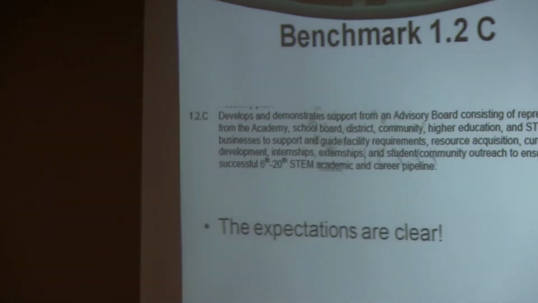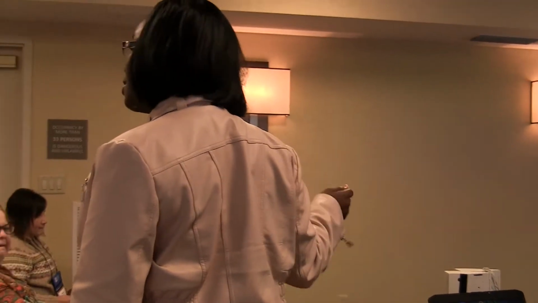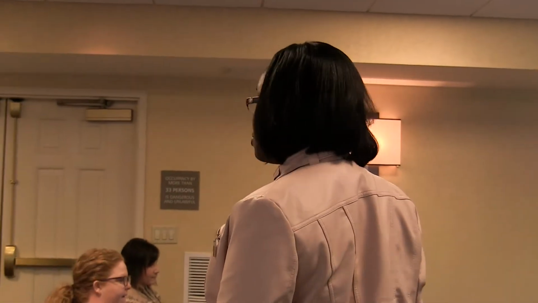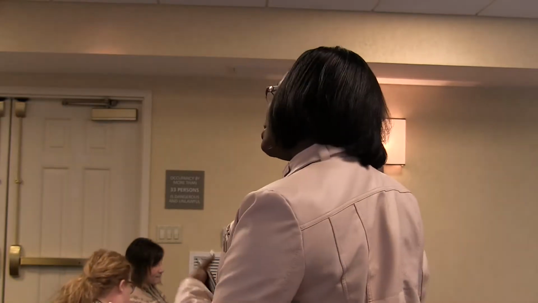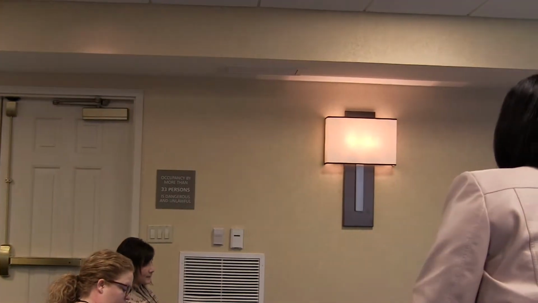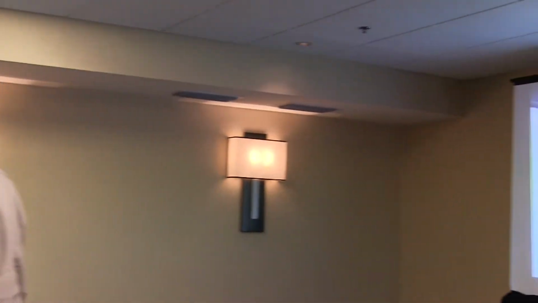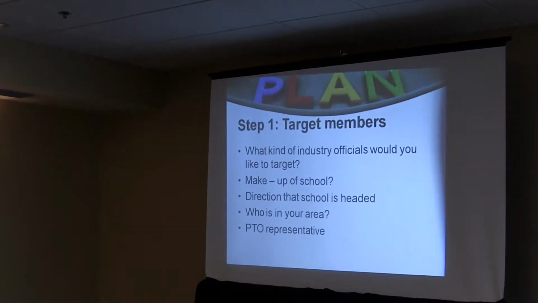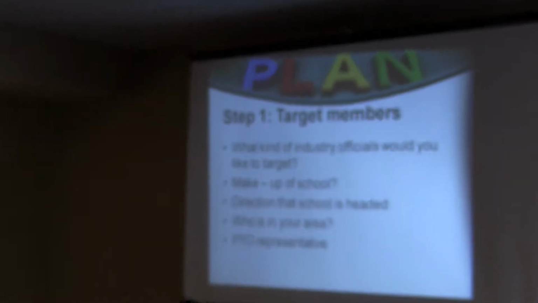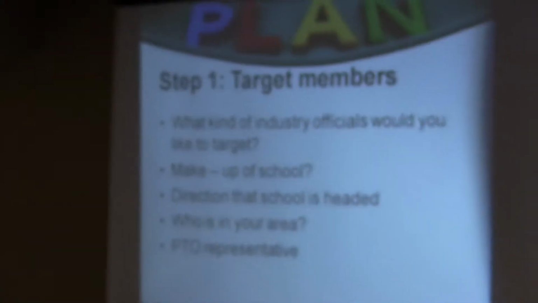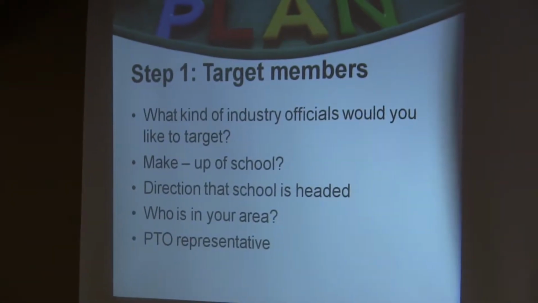To quote the guy who presented last year, there is wisdom in this. They're telling you exactly what they want you to do. They're telling you who they want you to recruit. They're telling you who should be on your advisory board and what they're supposed to do. Now, that part we already knew. The part that's difficult is, how do we do it, right? So step one is actually going to be targeting your members, and that's addressing your question. When you think about your industry officials, what kind of industry officials do you want to target?